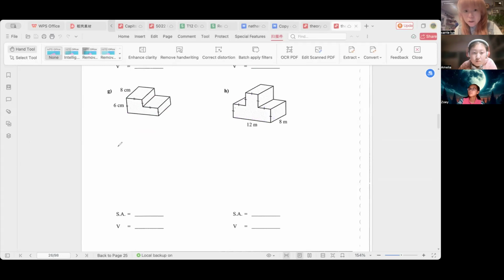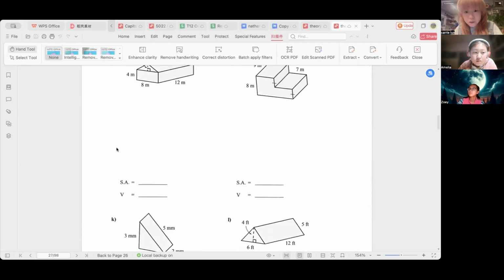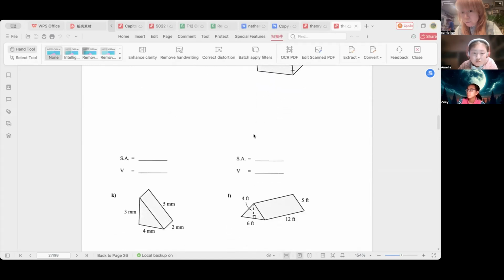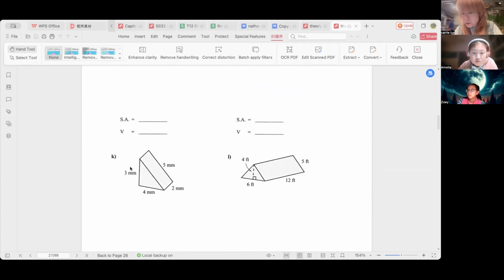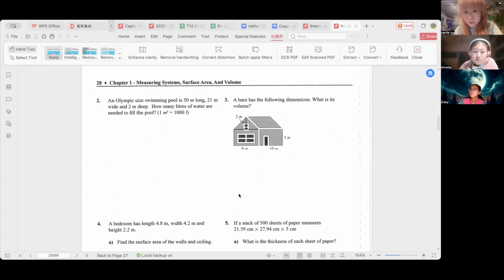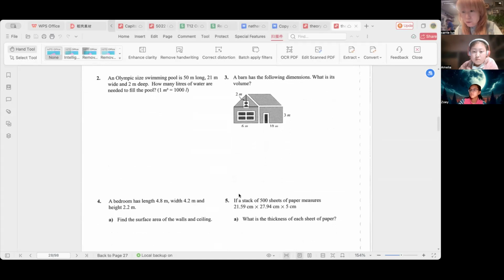Okay, so now let's take a look at the next two. This question is almost the same as the one we did together, right? And this question is the same, you just cut it into two parts, a block and the other block. This one, number K, is the same as the one we did before. Number L is also the same as we did before, right? So let's move forward to question 1.